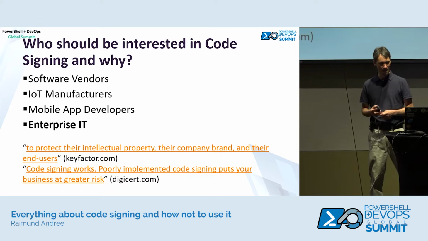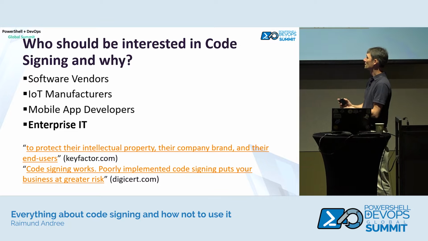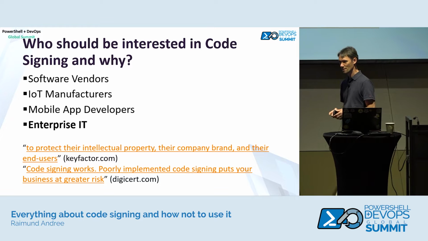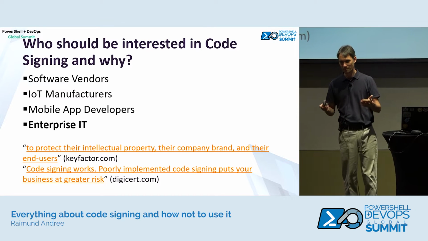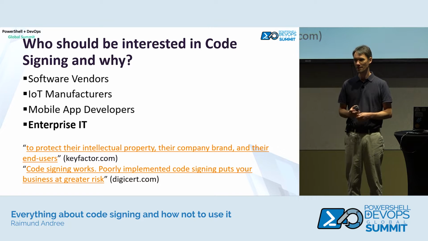And there are some interesting quotes. Why do we use code signing? To protect intellectual property, company brand, and the end users. And code signing works, but poorly implemented code signing puts your business at greater risk because you're telling something about trust and security which you may not really create when you do it the wrong way.